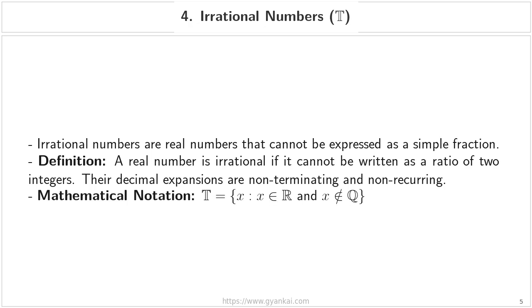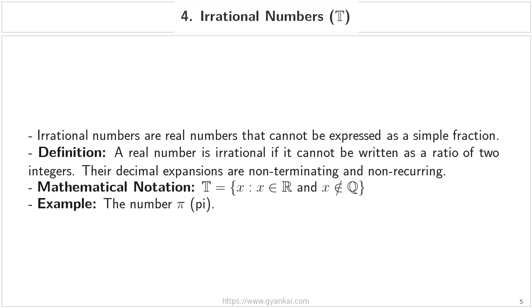In mathematical notation, we express this as the set T is equal to the set of all x, such that x is an element of the set of real numbers, and x is not an element of the set of rational numbers. Essentially, if it's real but not rational, it must be irrational.